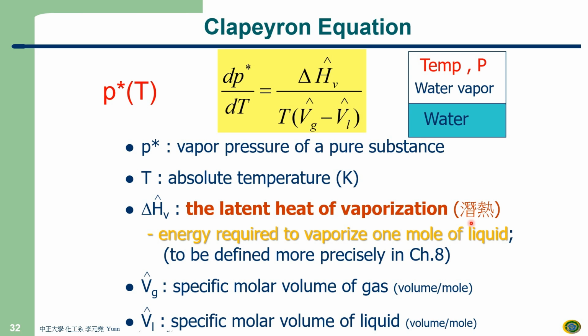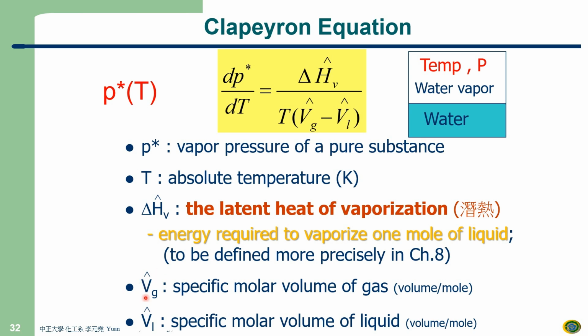What does latent heat mean? Latent heat is the energy required to vaporize 1 mole of the liquid. So if you have different types of liquid, you have different latent heat. This will be defined more precisely in chapter 8, but unfortunately I don't have time to teach you chapter 8. What I want you to know is latent heat is the kind of energy required to vaporize the substance from liquid to gas.